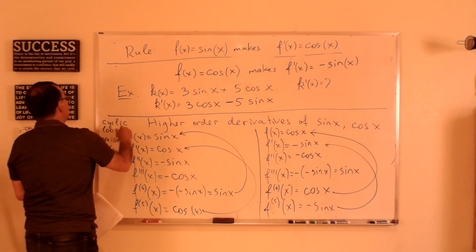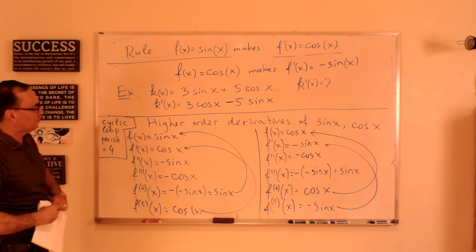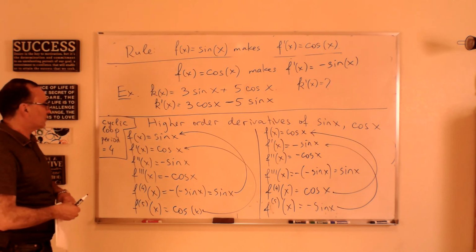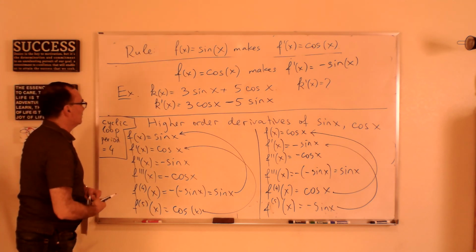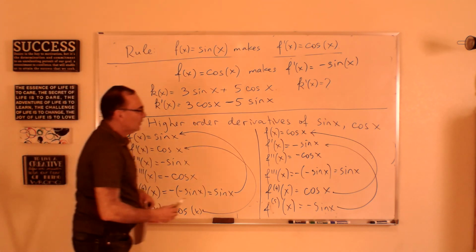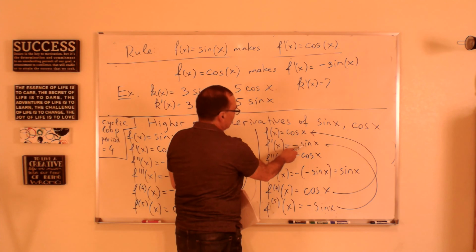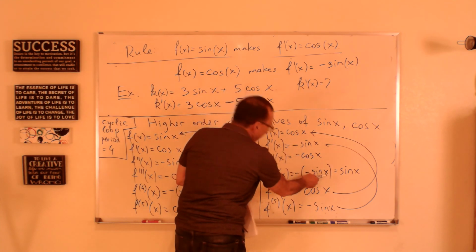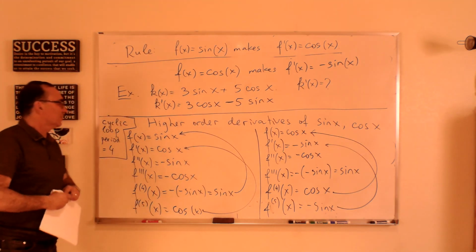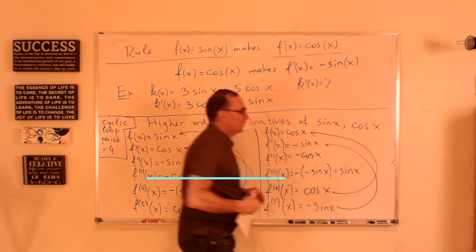So the same cyclic loop of period of 4 applies to both sine and cosine. If you start with sine, then higher order derivatives will be sine, cosine, negative sine, negative cosine, and then repeat. If you start with cosine, then the higher order derivatives will be cosine, negative sine, negative cosine, sine, and then again repeat. So either way, it's a loop with period 4. So it's an interesting property of higher order derivatives of the functions sine x and cosine x.